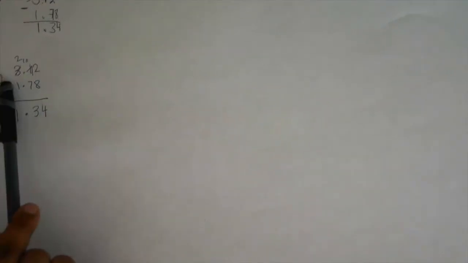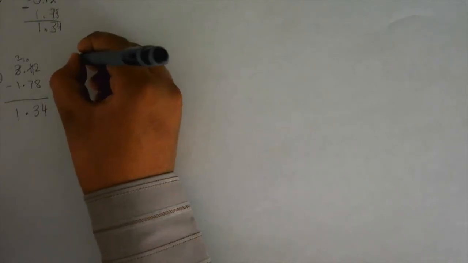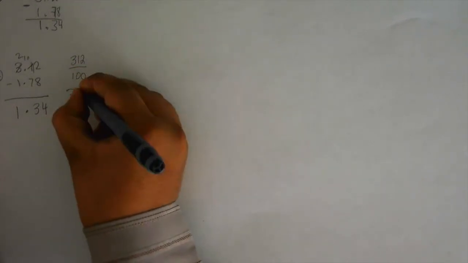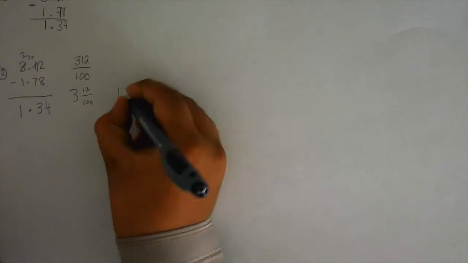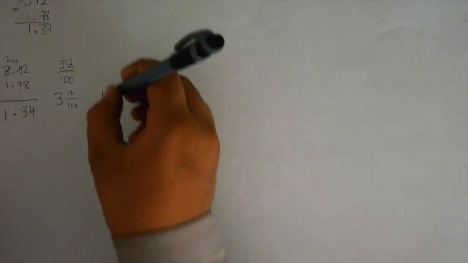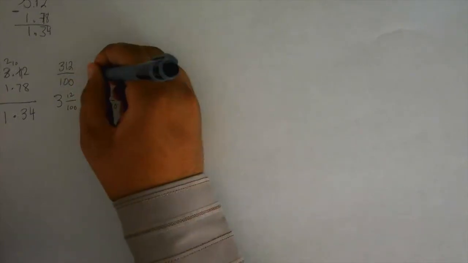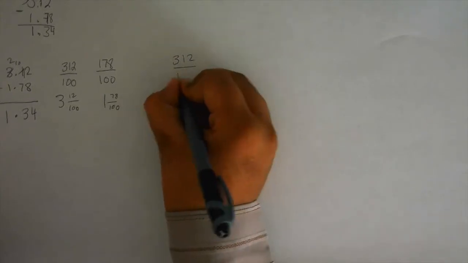So first we converted 3.12 to show another way. 3, which equaled 312 over 100, which is equal to 3 whole 12 over 100. And then 1.78 is 1 whole 78 over 100. And if we put this into improper fraction, it would be 178 over 100. So we got 312 over 100.